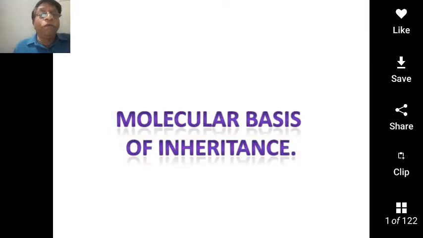Molecular basis of inheritance. What is the meaning of a molecular basis of inheritance? Inheritance means transmission of characters from parents to offspring. How are the characters transmitted? Through a molecule. The molecule means either DNA or RNA. Hence, the topic name is molecular basis of inheritance.